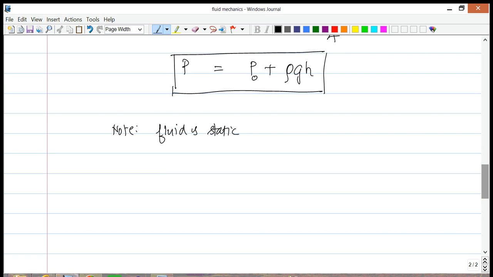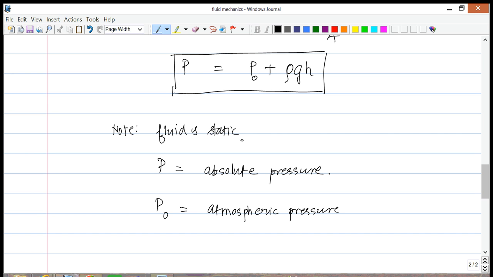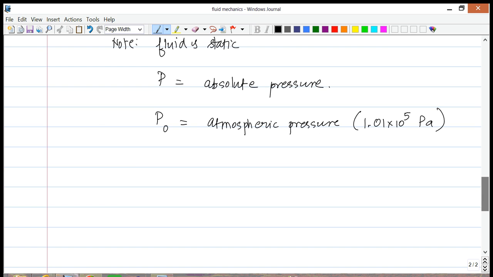Also, let's understand what each of the terms here are called now. P has a name. It is called the absolute pressure. So P is the absolute pressure. It is the total pressure due to the atmosphere and the liquid. P0, we already know, is nothing but the atmospheric pressure. Now the accepted value for this pressure is 1.01 times 10 to the 5 pascals. This value actually is going to change. It depends on the temperature and many other things. But for our purposes, we'll just assume this to be the value unless otherwise stated.